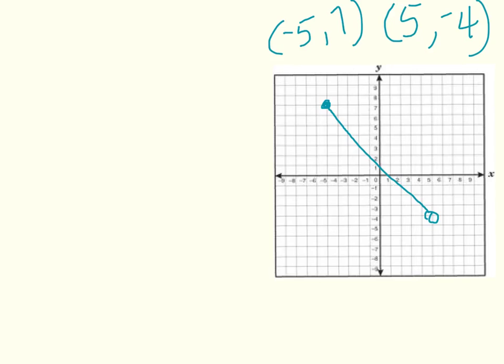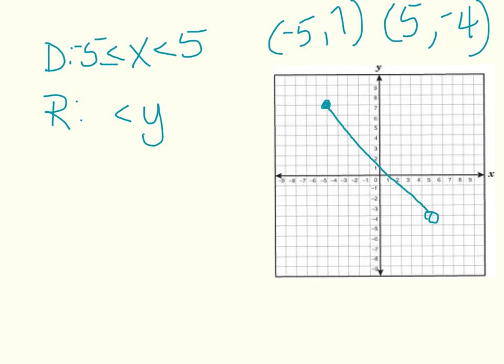Now let's write our inequality to show the domain for this line. We're going to start out with the domain, and first I'm going to use inequality notation. And we know that x is greater than or equal to negative 5, but less than positive 5. Okay? And for the range, we can see that y is greater than negative 4, but less than or equal to positive 7. And so that's how you would write that in inequality notation.